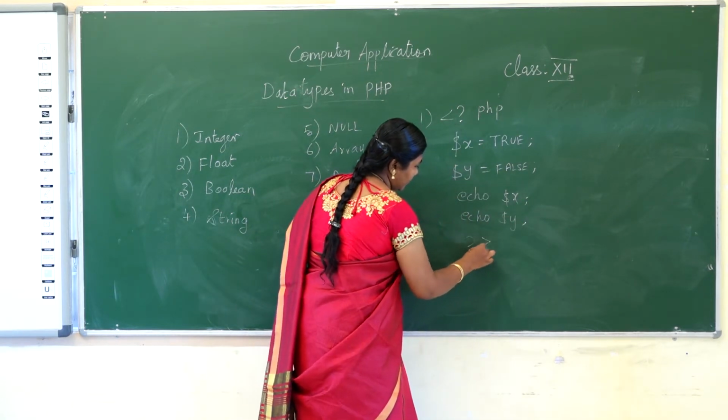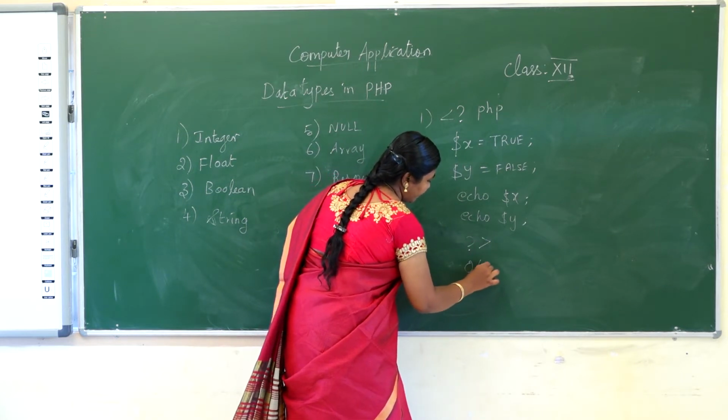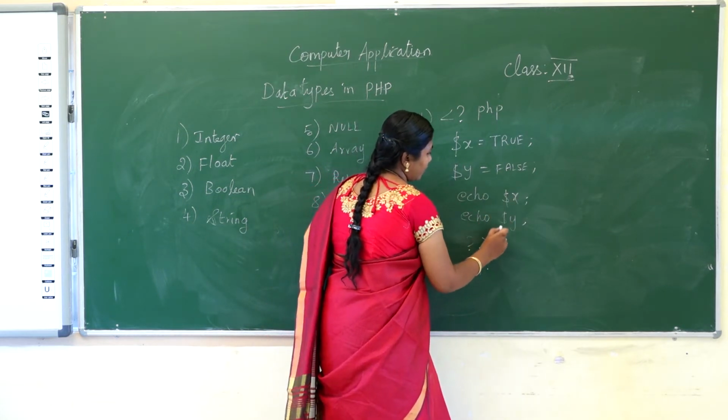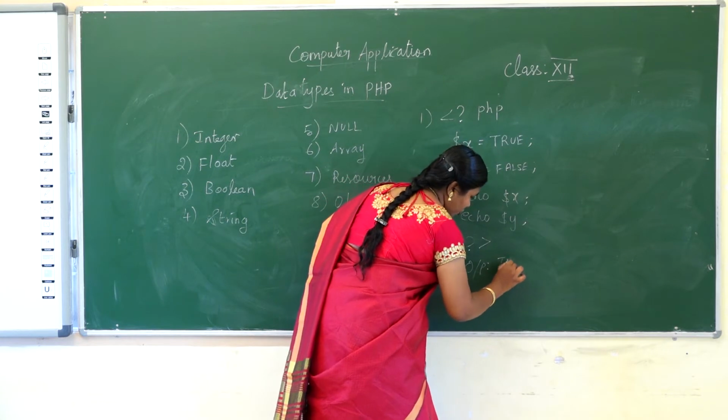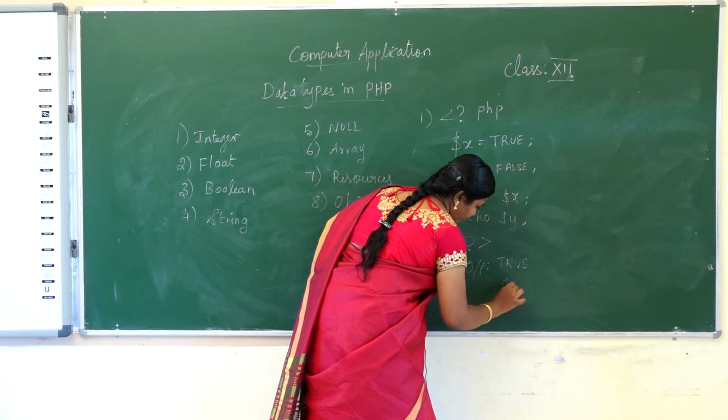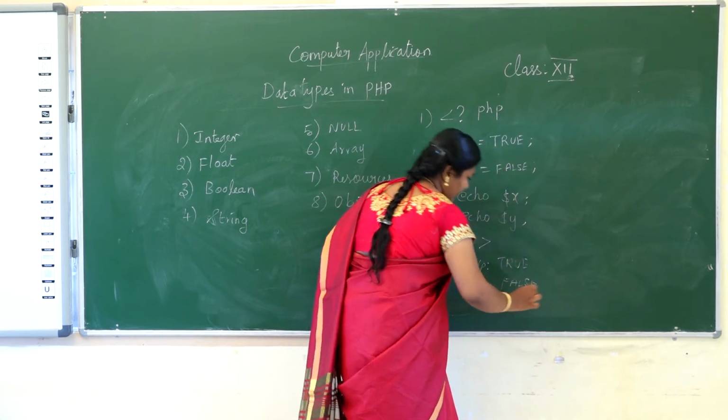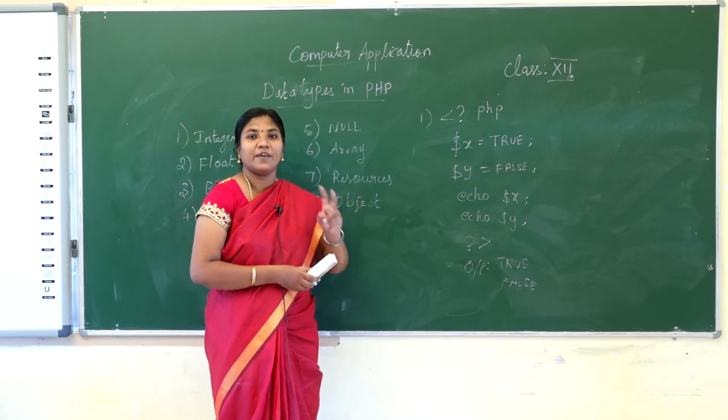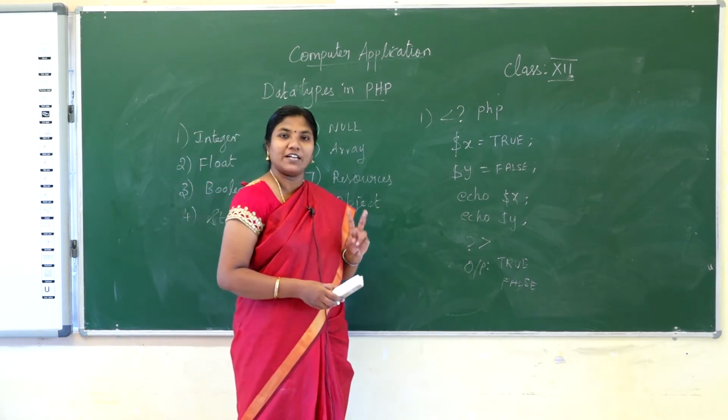Question mark, closing the bracket. So what will be the output of this? So I am printing both $x and $y. So first true and the second one will be false. So Boolean will have only two values, true or false, that you know very well.